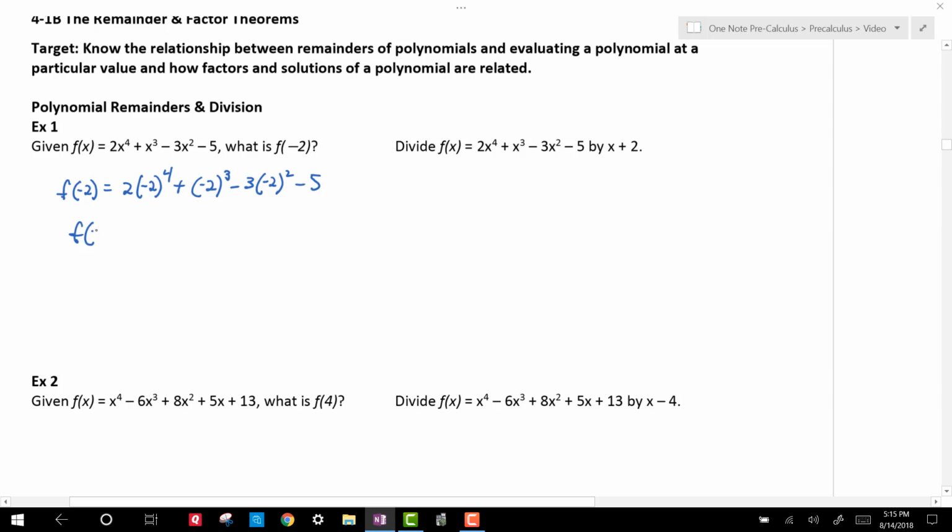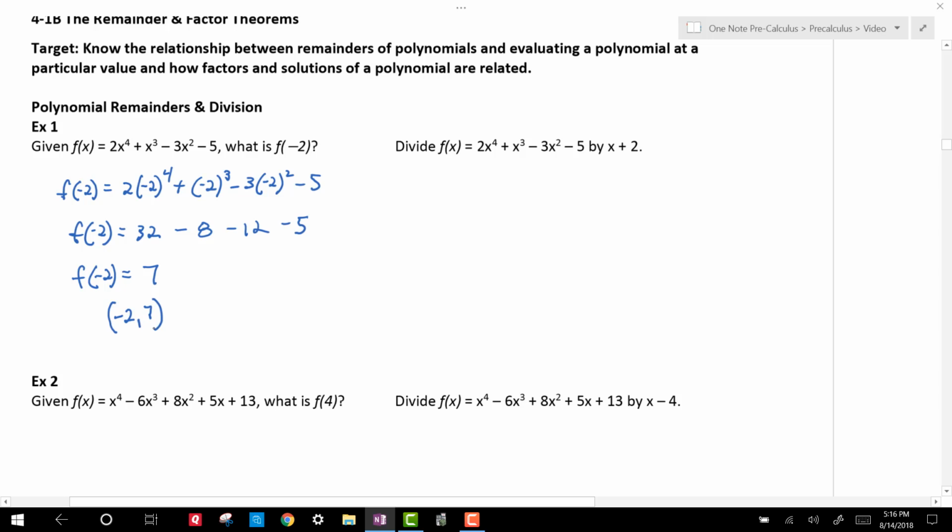And if we do the math on that, and I would encourage you to do the math by hand, but basically we end up with, well, I'll write out the terms. This is 32 minus 8 minus 12 minus 5, and we end up with f of -2 equals +7. All right? So all I did was I plugged in -2 to the polynomial and I got an answer, which also implies that I have a point on the graph at -2, 7.